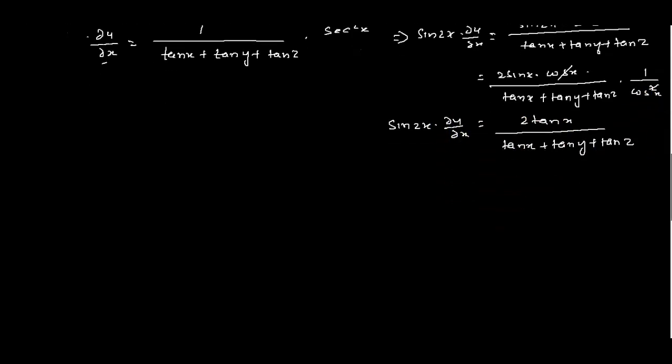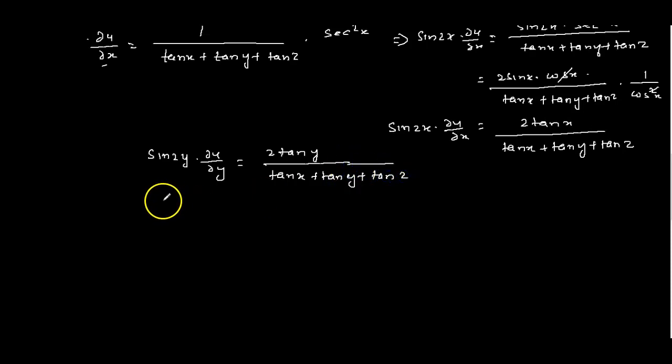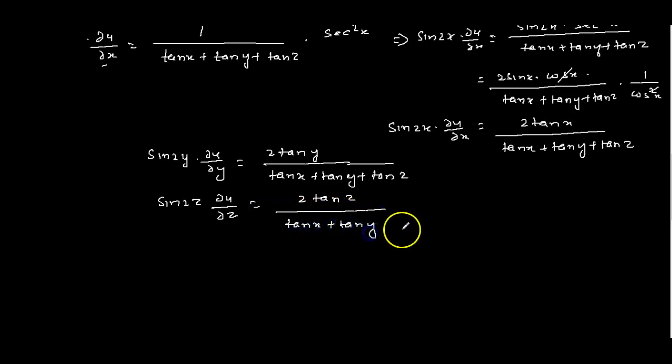Similarly, we can write for sine 2y into del u by del y, it is equal to 2 tan of y divided by tan of x plus tan of y plus tan of z. Similarly, for sine 2z del u by del z, we get 2 tan of z divided by tan of x plus tan of y plus tan of z.